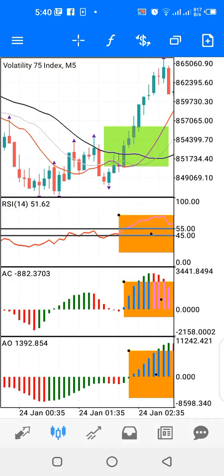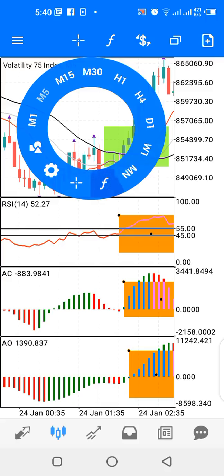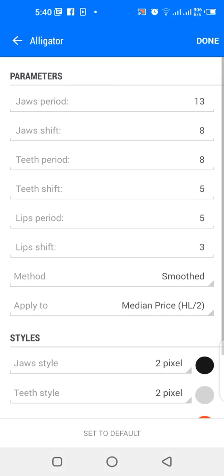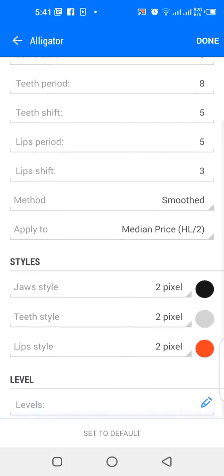Now, how does this strategy work? Let's look at the settings on the main chart. I have alligator indicator and I have fractals. For the alligator indicator, the parameters are jaws period 13, jaws shift 8, teeth period 8, teeth shift 5, lips period 5, lips shift 3. The method is smoothed, applied to median price HL/2.